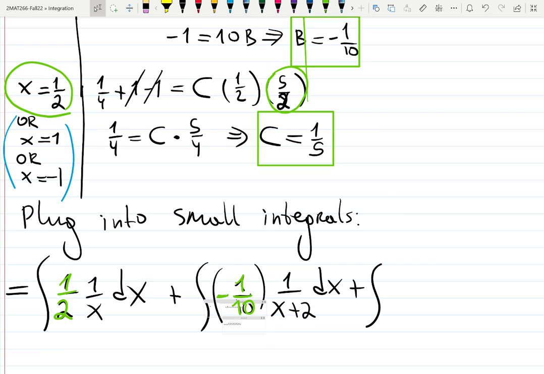Interesting. Delete. Finally, the last one is... Some stuff happened. Who knows what it is? Okay. C is 1/5, and then what was it? 1 over 2x minus 1 dx. So now I have 3 integrals, and we're ready to finish them.